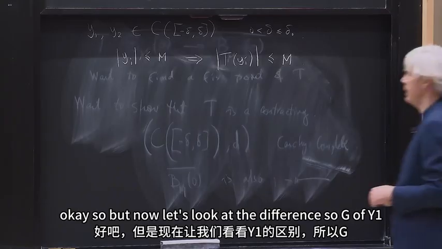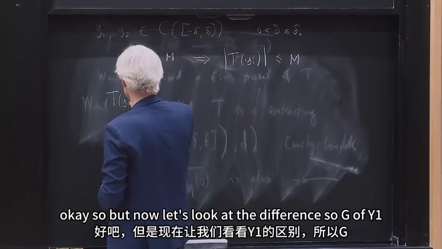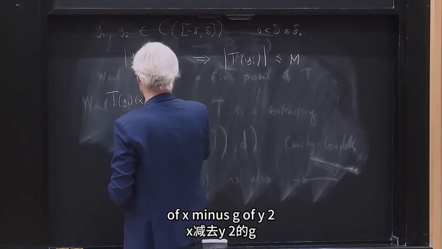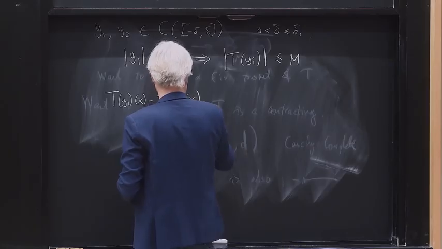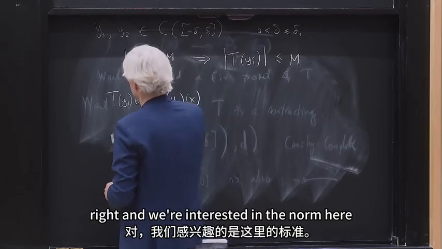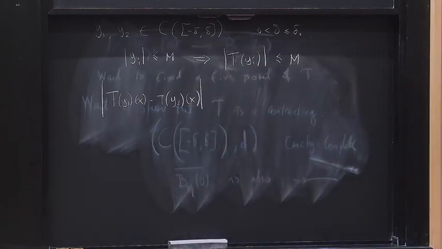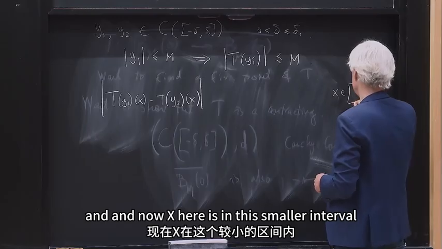Okay, but now let's look at the difference. So T of y1 of x minus T of y2 of x. And we're interested in the norm here. And now x here is in this smaller interval.